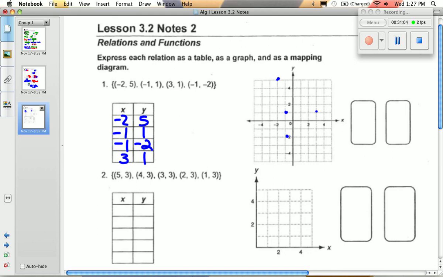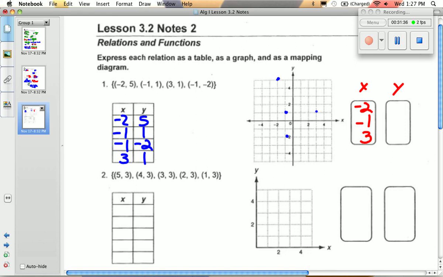And hopefully you're starting to notice, they're not asking us this one, but is this one a function? No. When x is equal to -1, we have two different y values, don't we? In a mapping diagram, remember the first one is your x's, this is your y's. You put the x's in numerical order, you do not repeat them. So we have -2, -1, and 3.